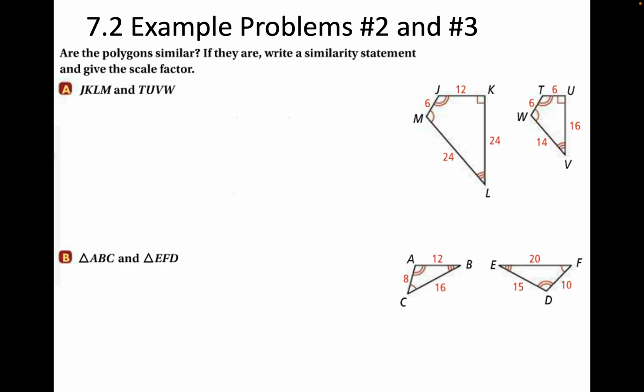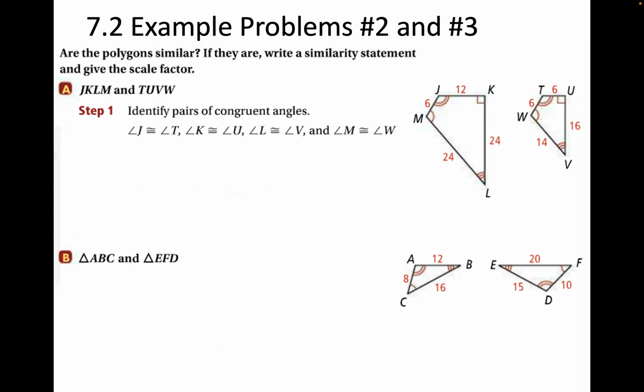All right, let's try another kind of problem. The first problem just told us they were similar and asked us things about them. These next two problems are asking us to prove whether or not these particular polygons are similar. So the first step is to identify the congruent pairs of angles. We can see that the angles are in fact congruent. They have the same marks. J and T both have 2 arcs. K and U both are right angles. L and V both have 3 marks, so they must be congruent. And finally, M and W each have 1 mark, so they must be congruent.